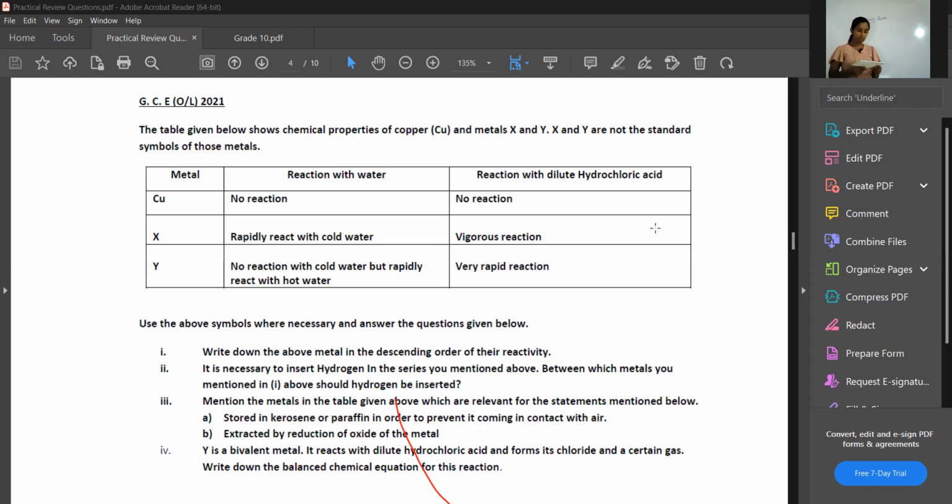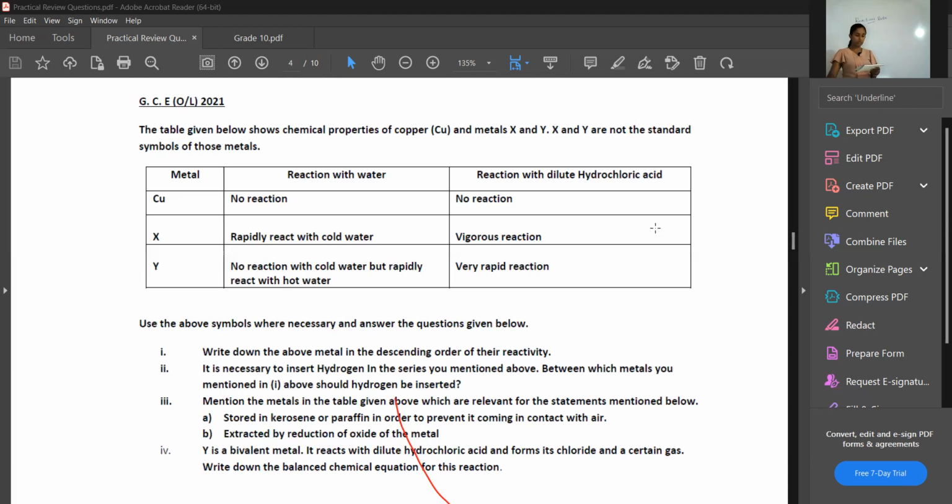Write down the above metals in the descending order of their reactivity. What is the answer? Descending order, so what is the most reactive one?